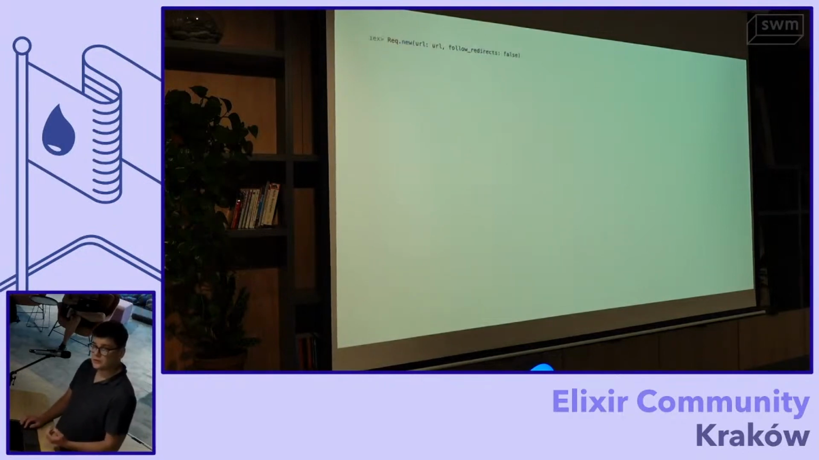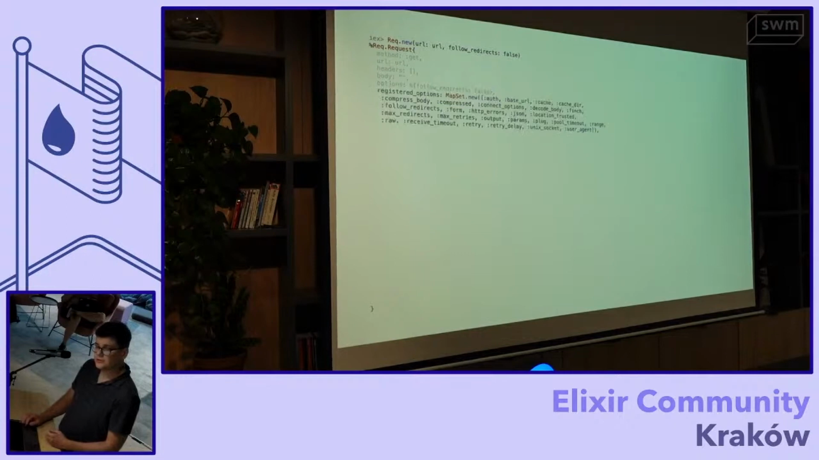If we call this rec new that we've seen, here just for the presentation, I'm passing 2 options, the URL and just the follow redirects to false. We would get back the struct. So we have the basic HTTP stuff, the method, URL, headers, and body. We would keep track of the options that were given. So here we store the follow redirects, so that the steps can look at the options and do some logic based on these. We actually keep track of all of the available options, and we're going to talk about that later on.